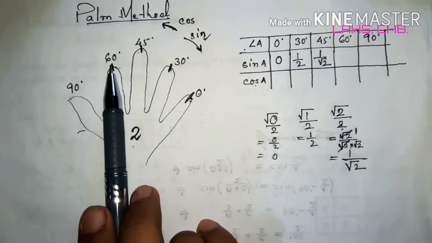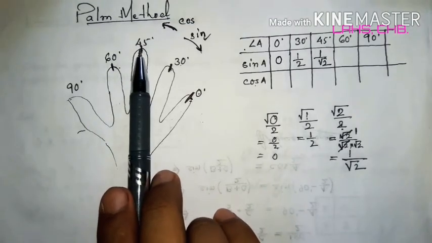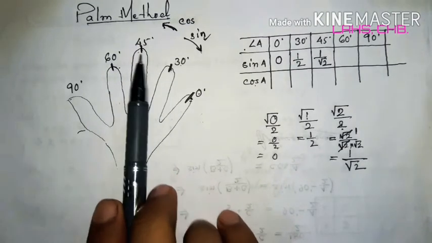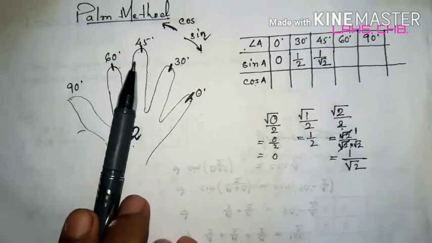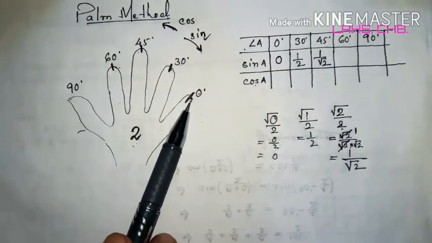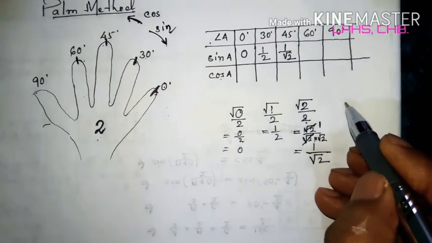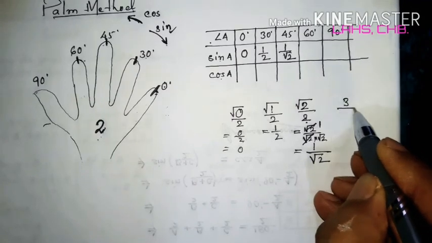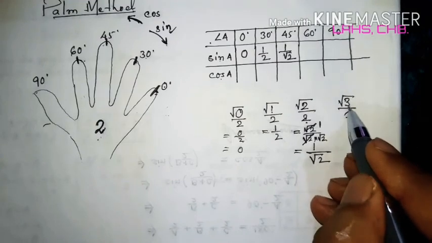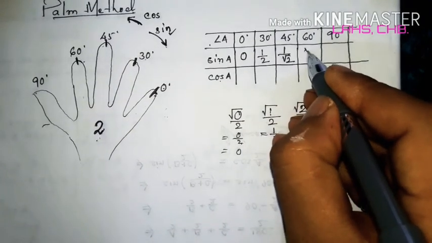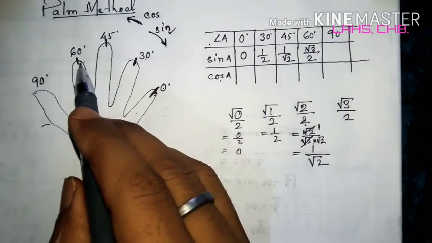Don't count this. We are calculating sine 60. So you need to count how many fingers. How many fingers are there on this side? So 1, 2, 3 fingers are here. So the answer will be how much? Write 3. Since 3 fingers are here, divided by this 2, then put a square root. Root 3, a square root cannot be simplified. Write root 3 by 2. Then see, sine 60 is over.